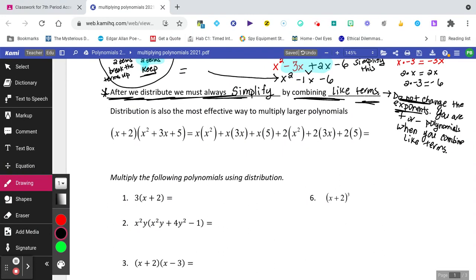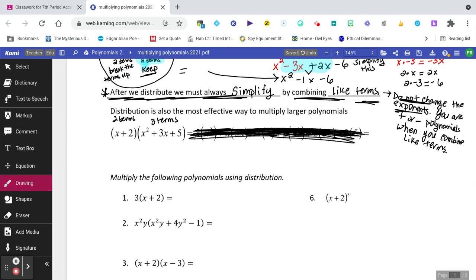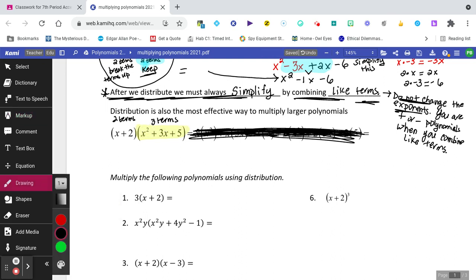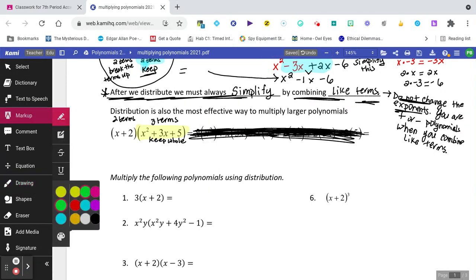All right, it says distribution is the most effective way to multiply larger exponents. I'm going to cross out all of this and show you how to break this up, okay? So one of these has 2 terms, and this one has 3 terms. I am definitely going to keep the larger one whole. I don't want to break it up. Now you can. It doesn't matter which one you break up and which one you keep whole. So I'm going to keep this one, definitely. This is the one I'm going to break up. I'm going to break up the smaller one.